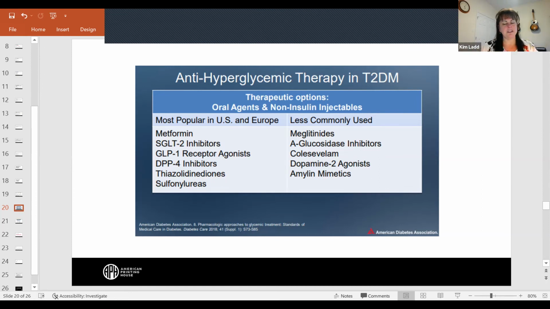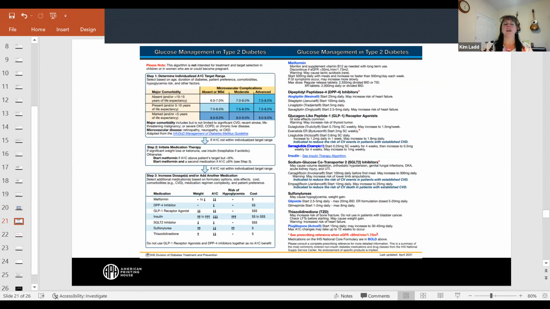This is from the American Diabetes Association. All right, so the next slide, this is tiny print. It's not meant for y'all. I just have it on here for me to discuss with you all.